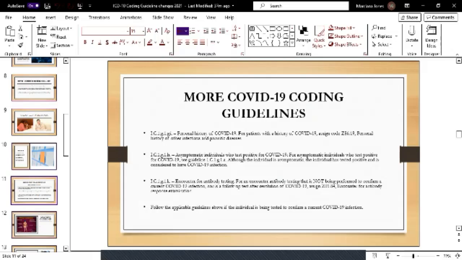So, more COVID coding guidelines. Personal history of COVID-19. For patients with a history of COVID-19, you're going to assign Z86.19, and that's personal history of other infectious and parasitic diseases.